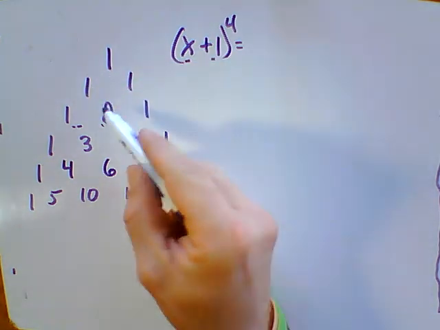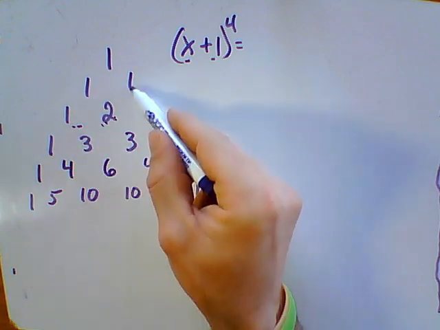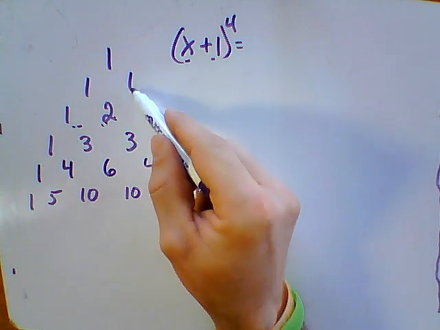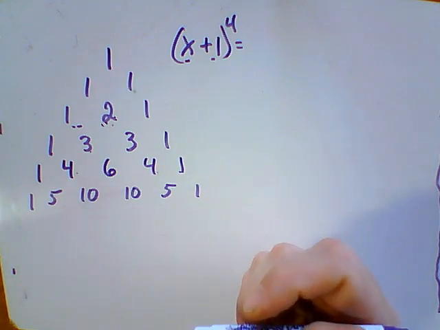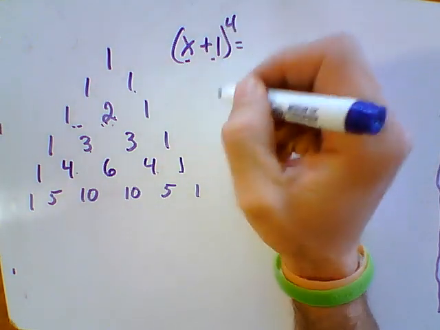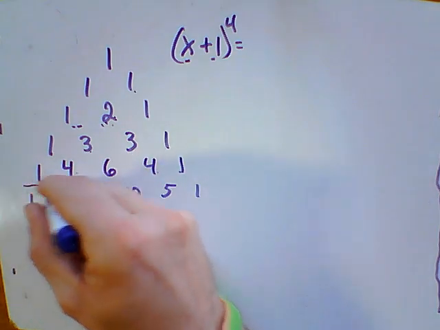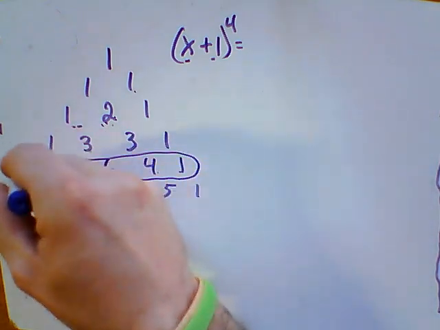The second numbers, this is the second power. Tell me what power I'm on. This is the first power, second power, third power, fourth power, fifth power line. So watch, if I had x plus 1 to the fourth, that's this line right here, right?